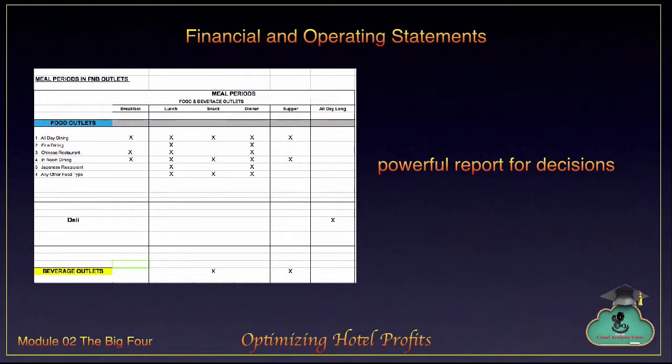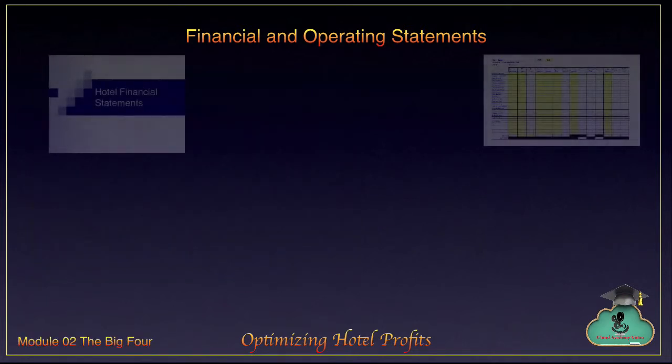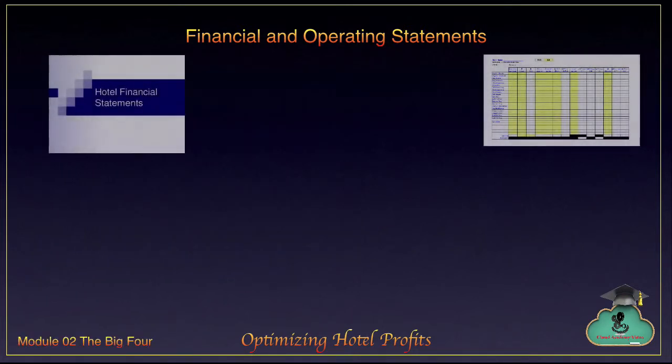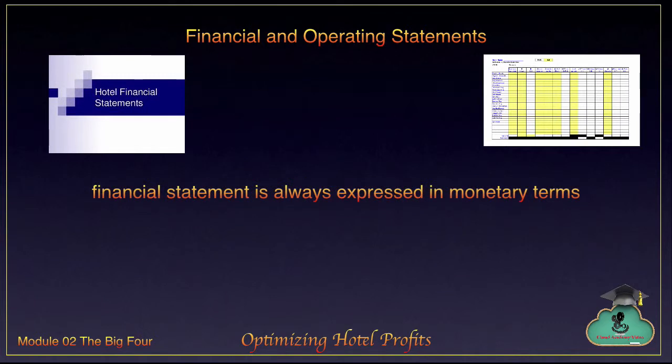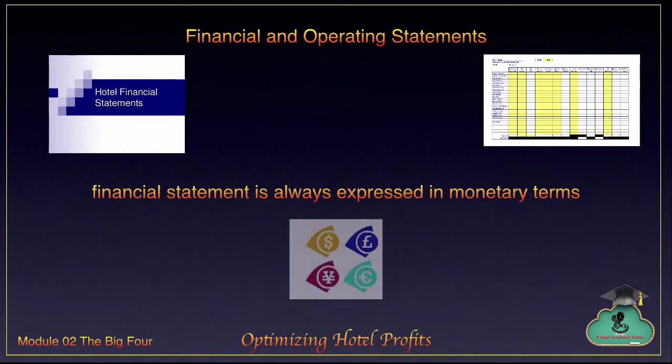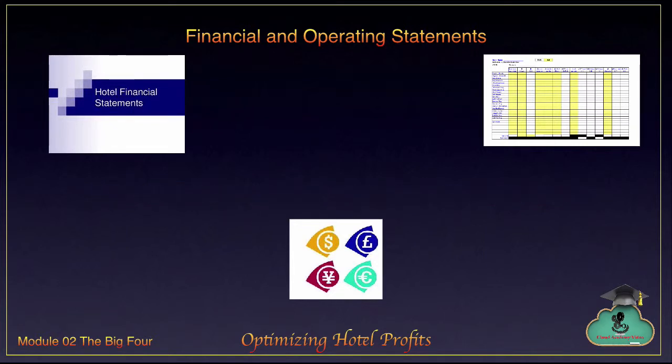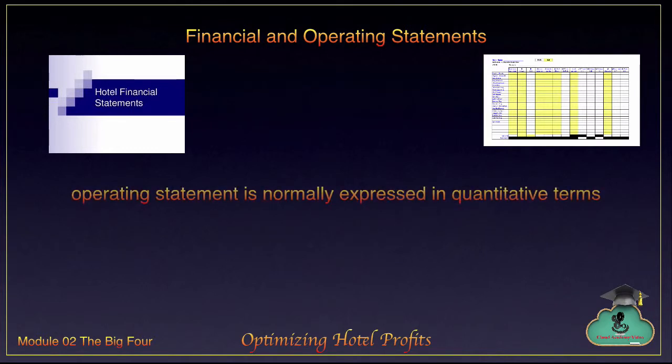Having basically defined a financial statement as well as an operating statement, it is time to distinguish between the two statements. There are some key differences between financial statements and operating statements which will be very insightful to know. These are: a financial statement is always expressed in monetary terms. It is always stated in a unit of currency. In short, it's expressed in dollar terms. An operating statement may or may not be stated in monetary terms. Often it is, but then equally often it is not.